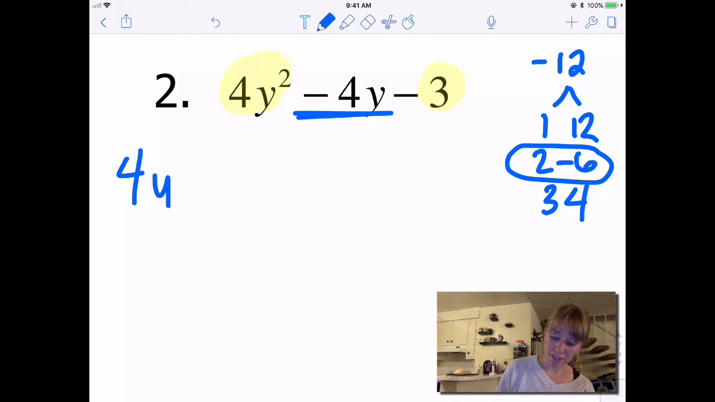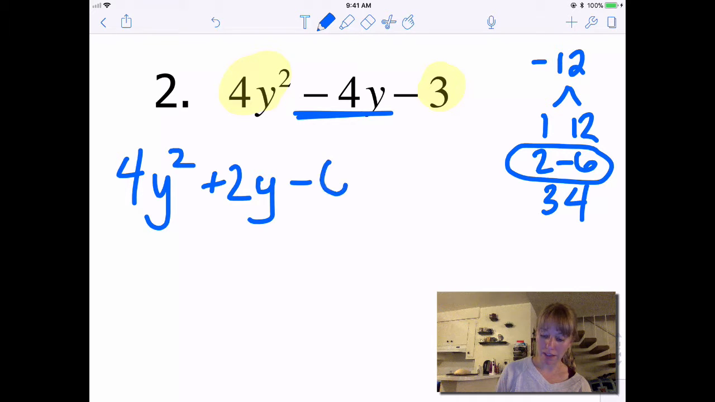So I'm going to write this. 4y squared doesn't change, but negative 4y is going to be 2y minus 6y minus 3. Now you might be asking, is it okay if I switch the order? Sure, absolutely. You will get the same answer in the end.